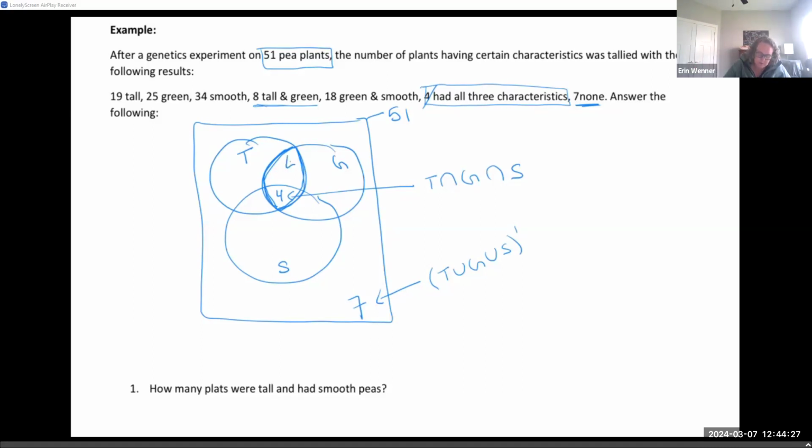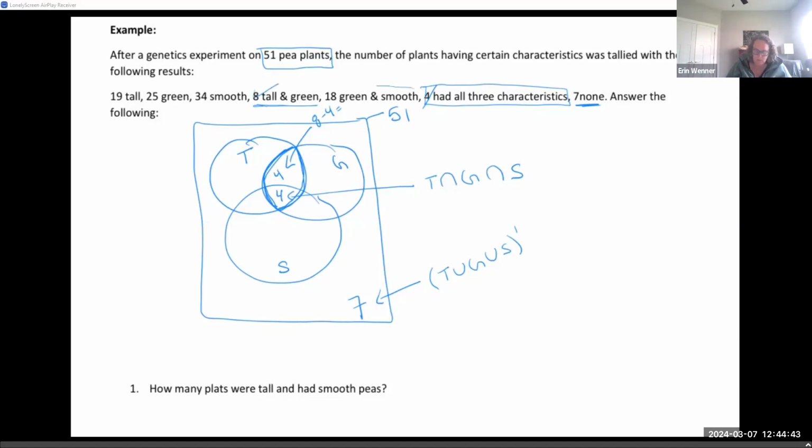So in order to solve for the space that we were looking for, we're going to do 8 minus 4, which gives us 4. So we've got 4 in there that were tall and green only. Okay, so we've used that. We can cross it off.